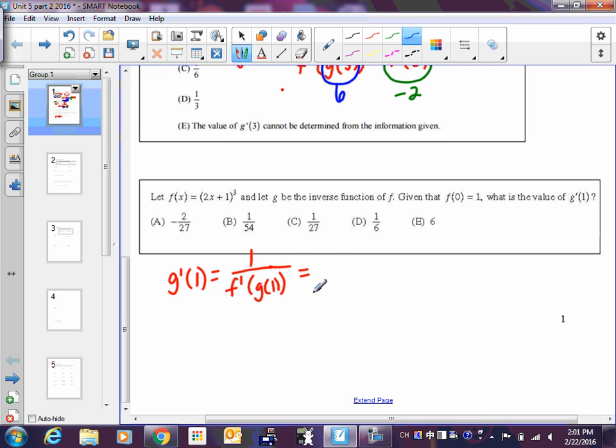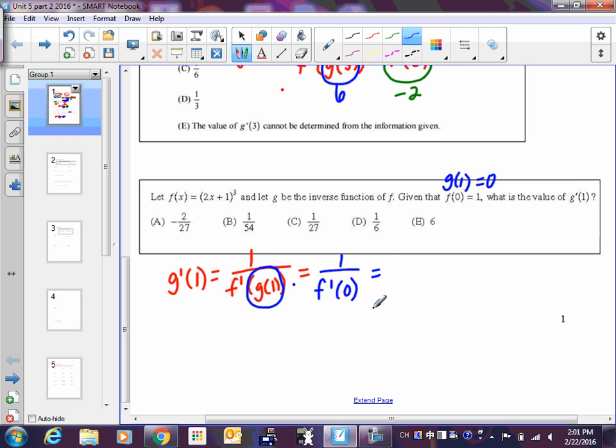Okay, I know you're not all done, but can anyone tell me what was g of 1? 0. We get that from right here. We just switch those two things around. So that was the easier part of this problem.